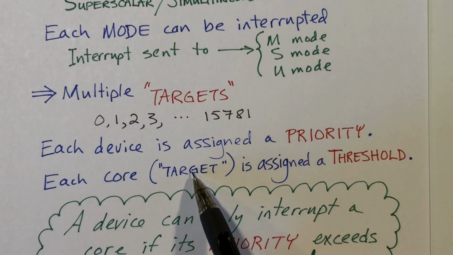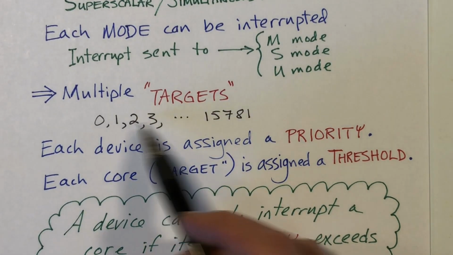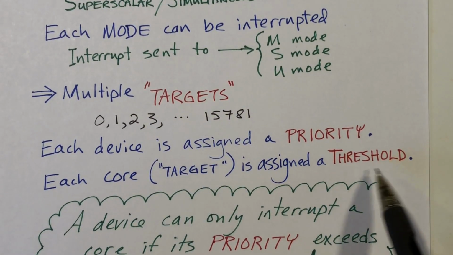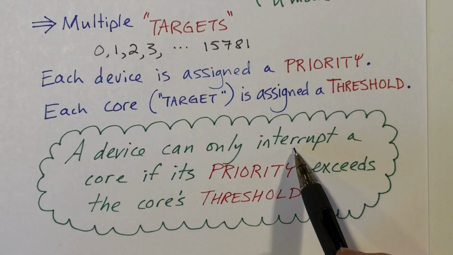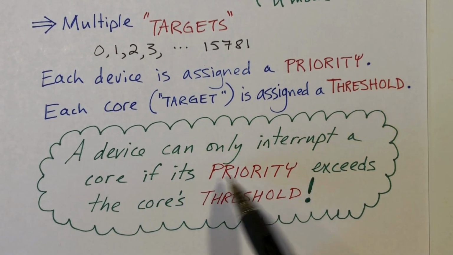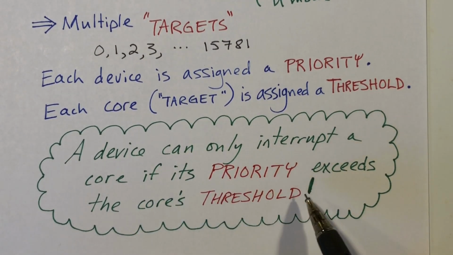Each core, well, I really should say target, so each one of these targets is assigned a threshold, okay? And here's the key. A device will only interrupt a core if the device priority exceeds the core's threshold.